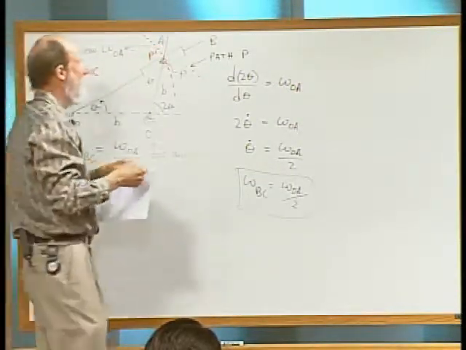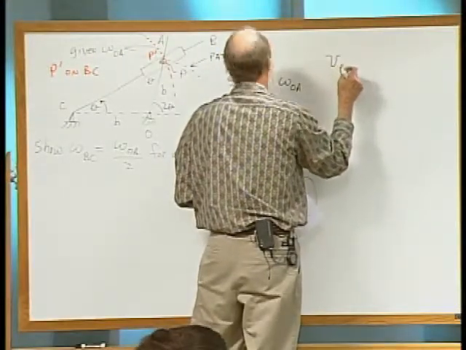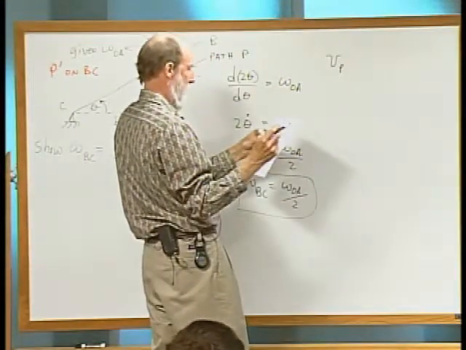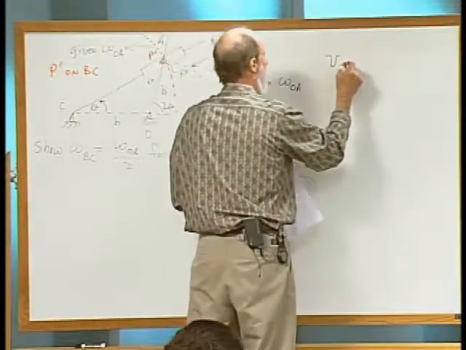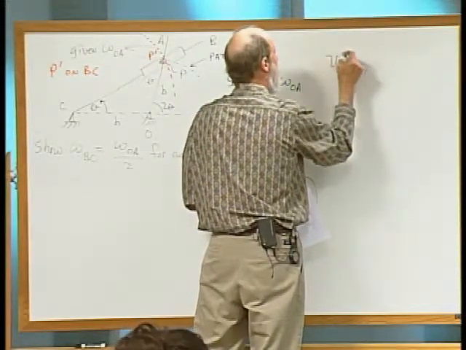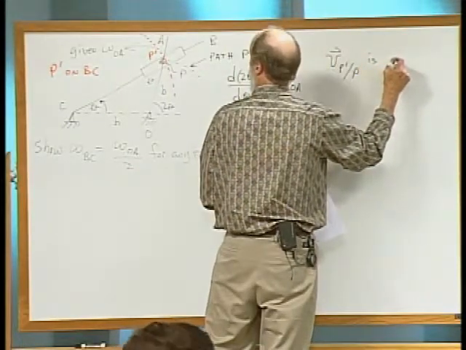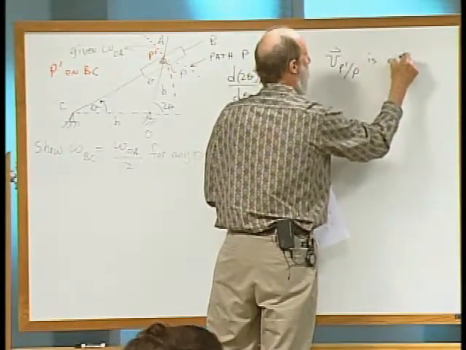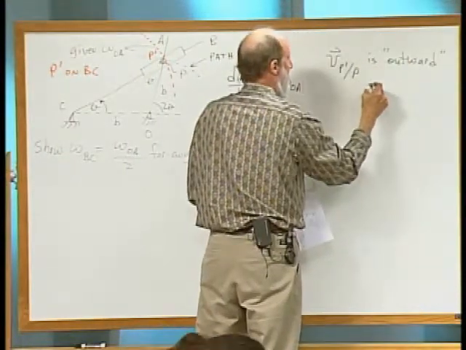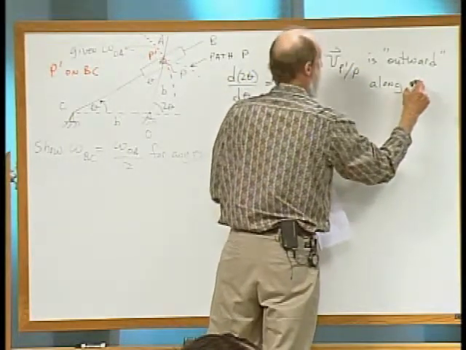So the velocity of P, well, let's see, which way do I want to write it? Yeah, the way I was saying it, the velocity of P prime relative to P is outward along CBC.